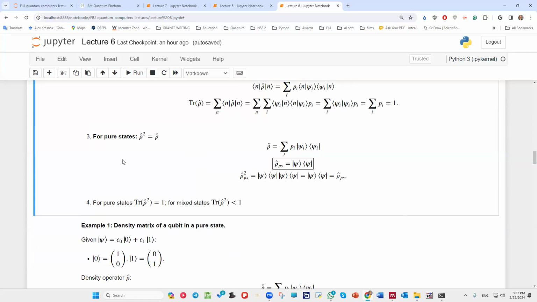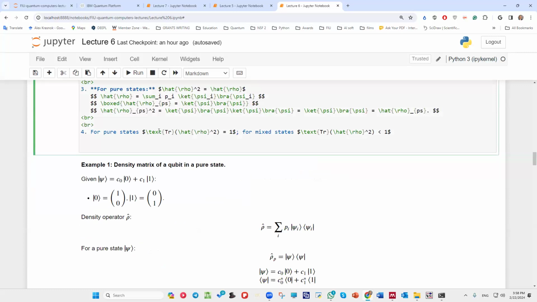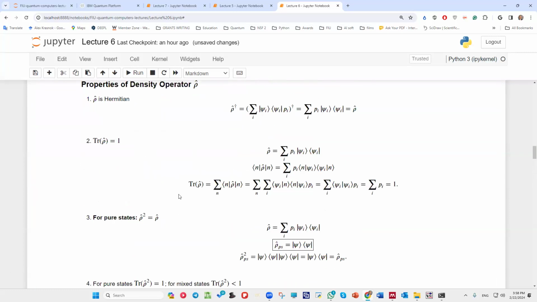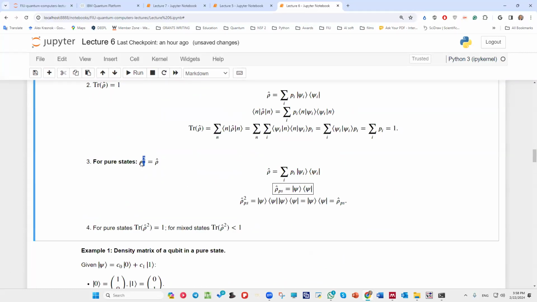And that's true for any density operator, for any mixed or pure state. Now I bring in this property that is true only for pure states. If I square the density operator, the result is the density operator itself. That's very easy to see.